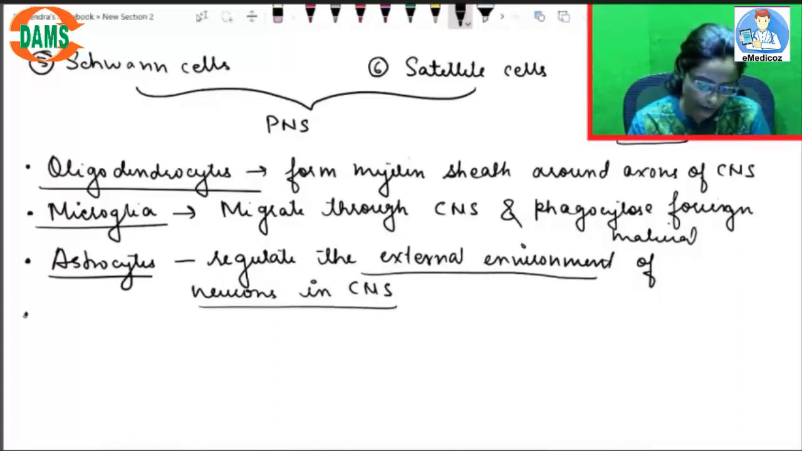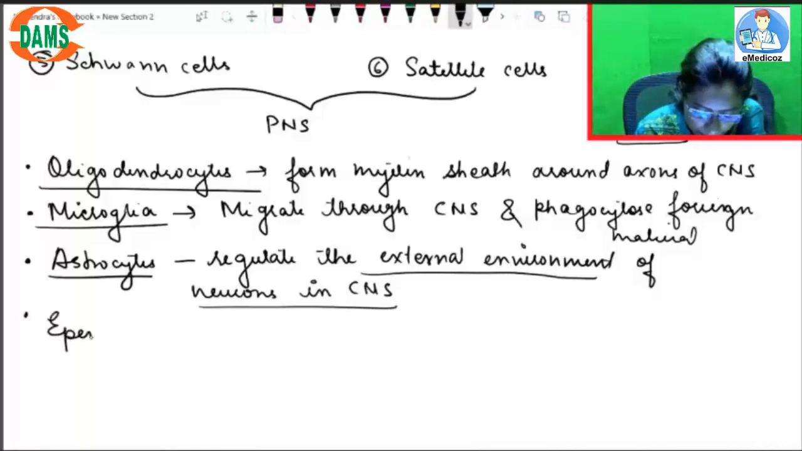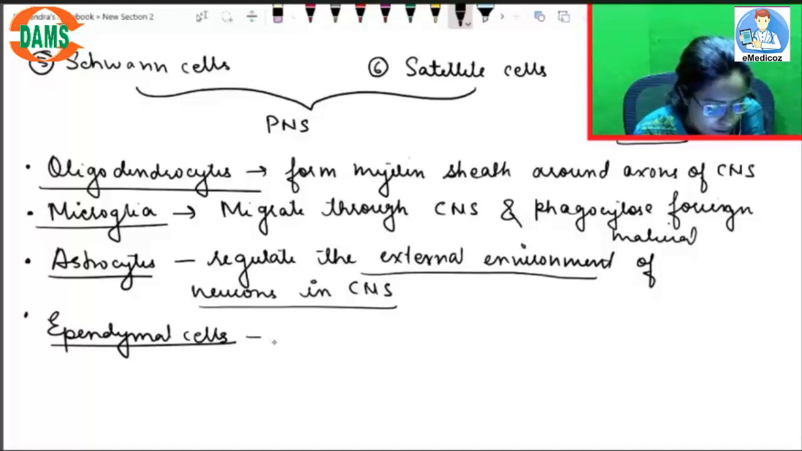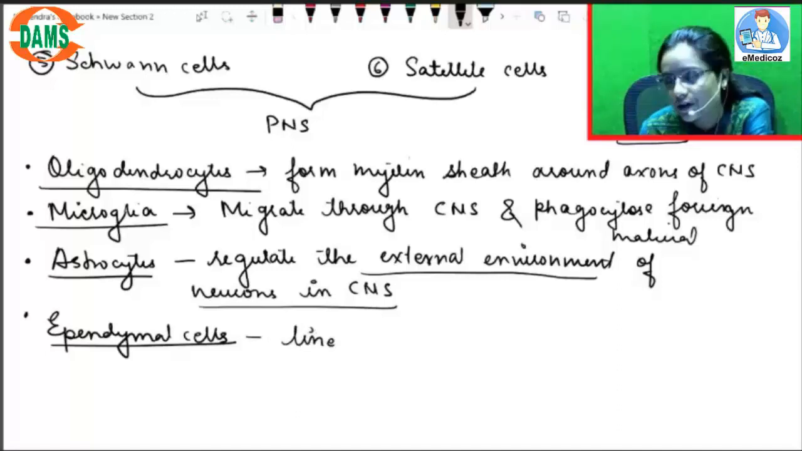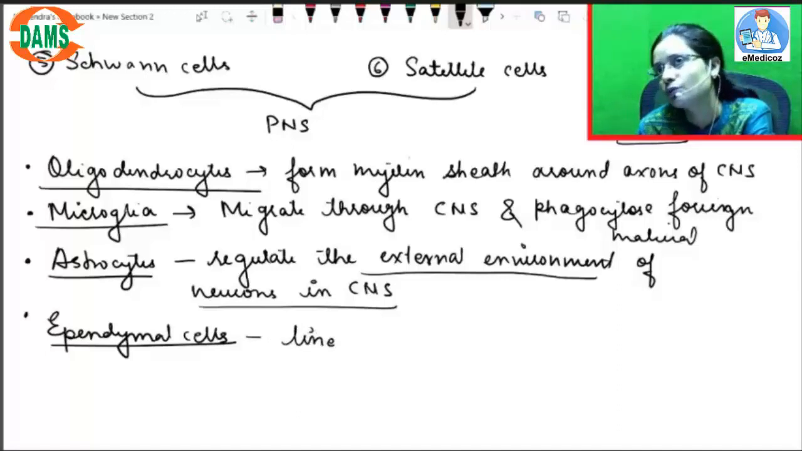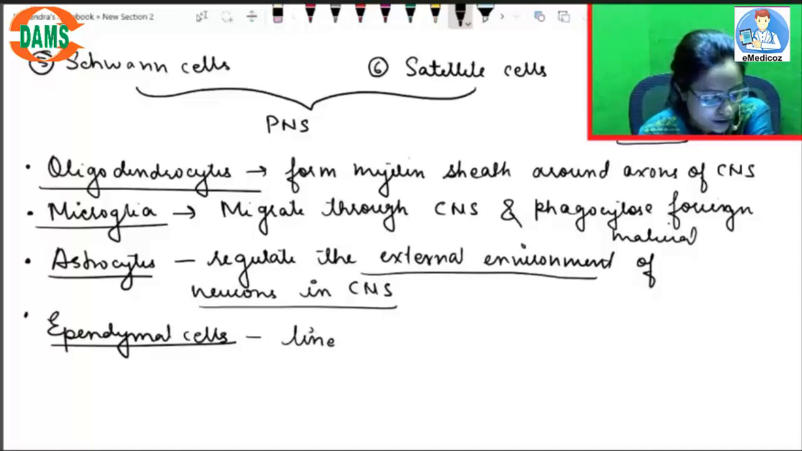Fourth is ependymal cells. They line the ventricles of the brain. जो ब्रेन में वेंट्रिकल्स होते हैं 1 2 3 4, उसके वेंट्रिकल्स को लाइन करता है.